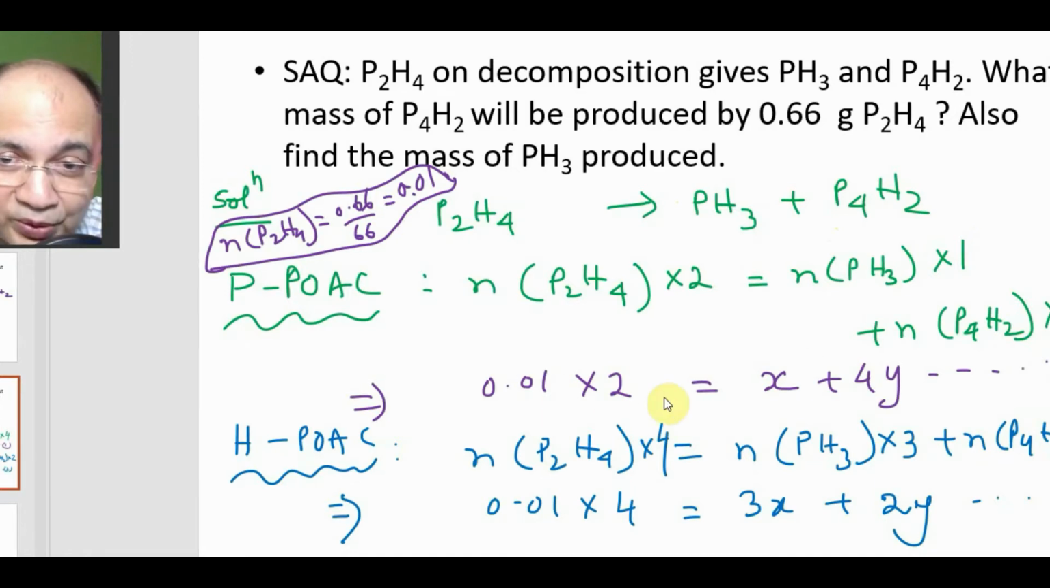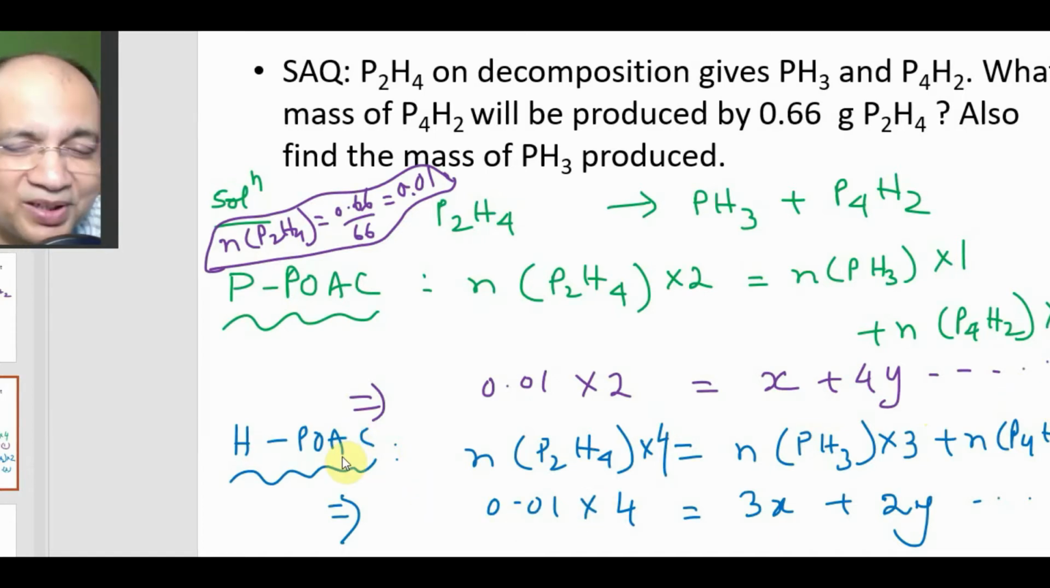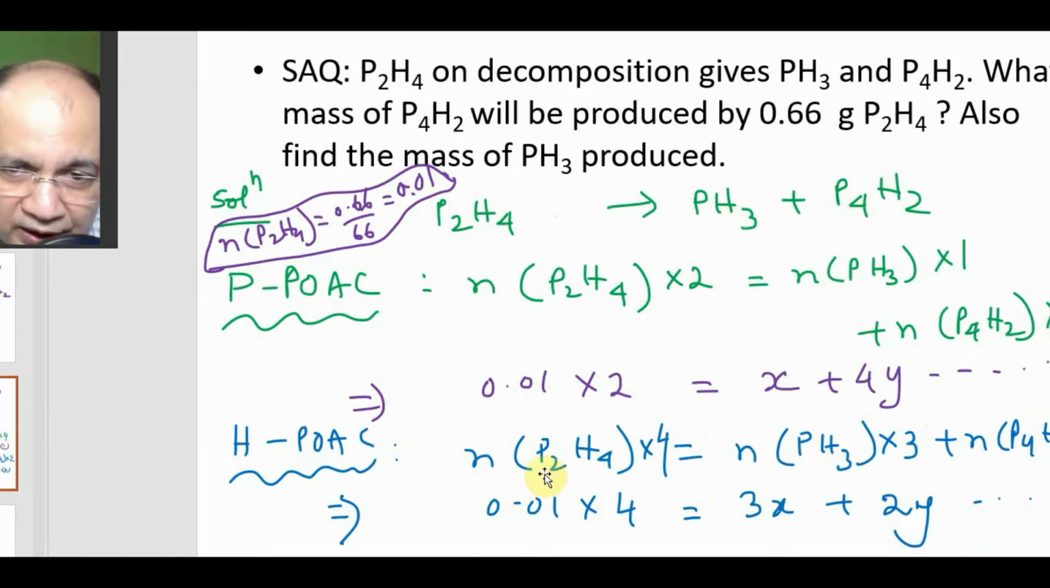Supposing the number of moles of phosphine is X, and the number of moles of tetraphosphine is Y. So we get an equation. This is known: 0.01 into 2 is equal to X plus 4Y. This is one equation. Let us build another XY equation with hydrogen POAC. In hydrogen POAC, the number of moles of diphosphine into 4 is equal to the number of moles of phosphine into 3 plus the number of moles of tetraphosphine into 2. Again, this is known. We get another simultaneous equation involving X and Y.